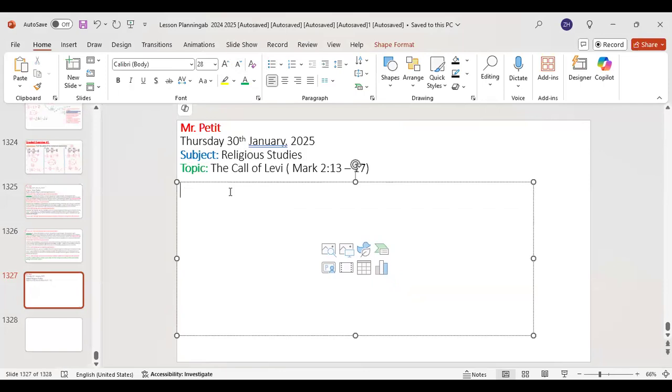All right, so here we go. What was Levi's profession? He was a tax collector. He was a tax collector, right? So let's define that.